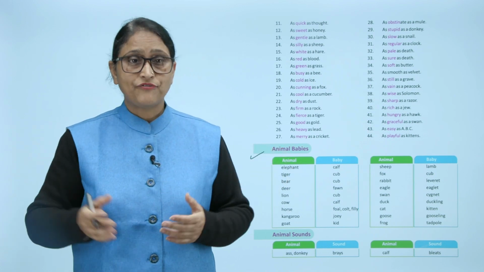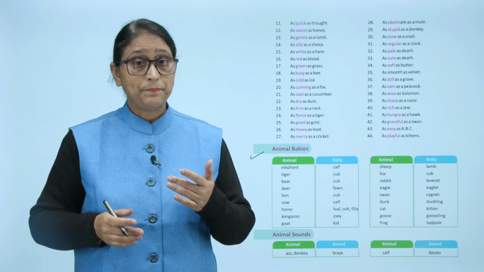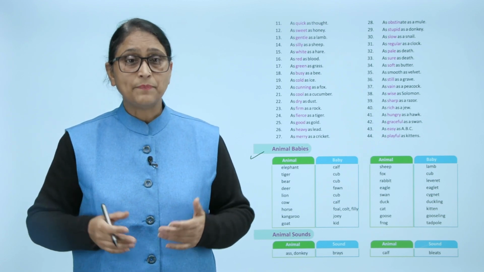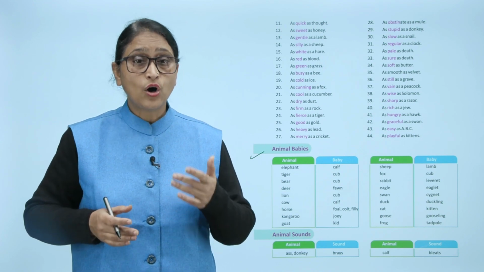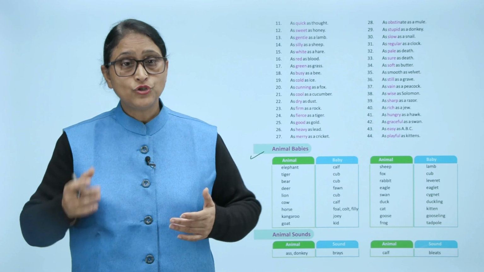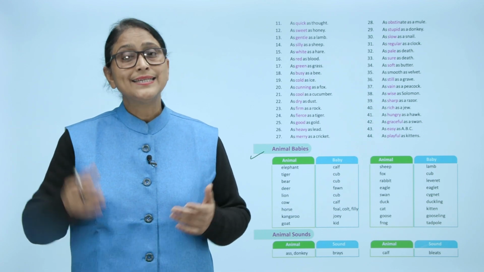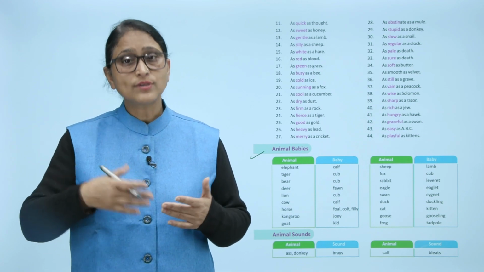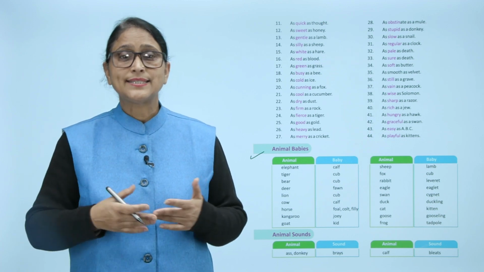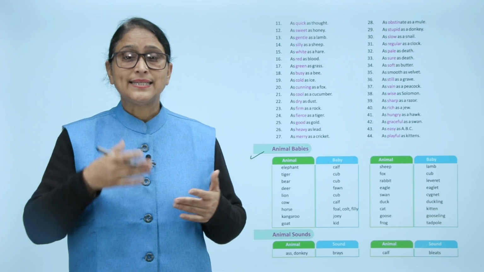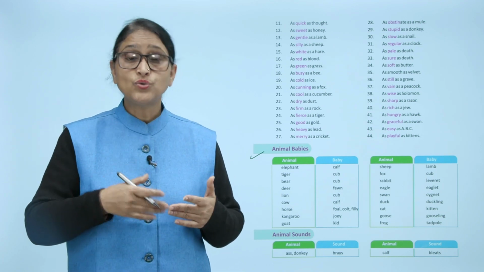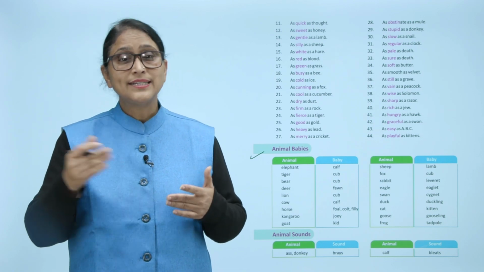Now, animal babies. Elephant, calf. Tiger, cub. Bear, cub. Deer, fawn. Lion, cub. Cow, calf. Horse, foal, colt and filly. Kangaroo, joey. Goat, kid. Sheep, lamb. Fox, cub. Rabbit, leveret. Eagle, eaglet. Swan, cygnet. Duck, duckling. Cat, kitten. Goose, gosling. Frog, tadpole.